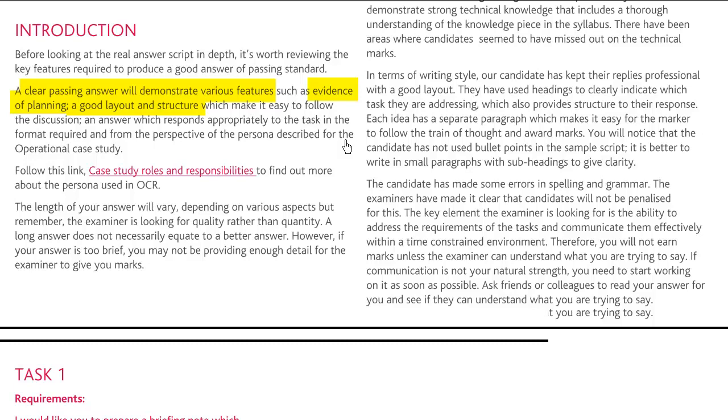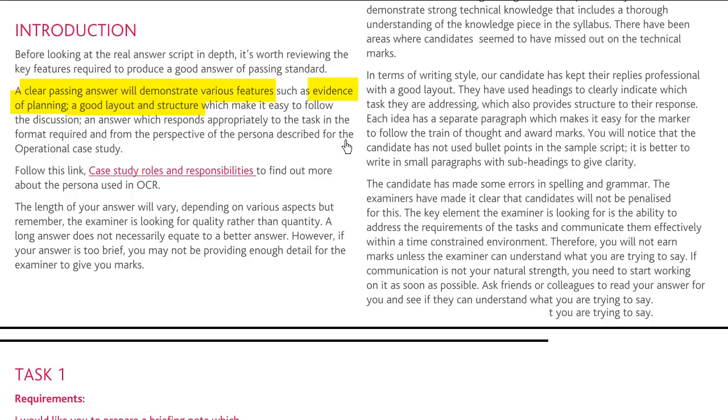It might be that there's a question such as, well, what are the advantages and disadvantages of outsourcing? Well, what you'll do then is you'll break down into advantages of outsourcing and then disadvantages, 2 clear sections. But even within that, each of the advantages can have their own little section with their own little heading.